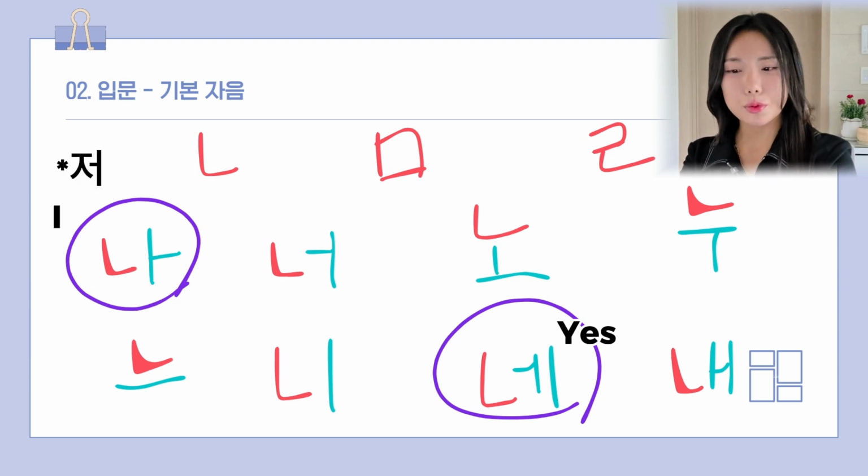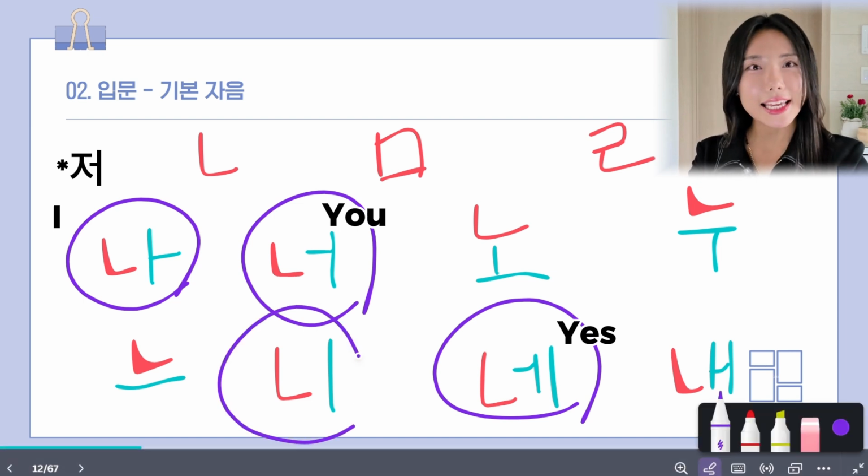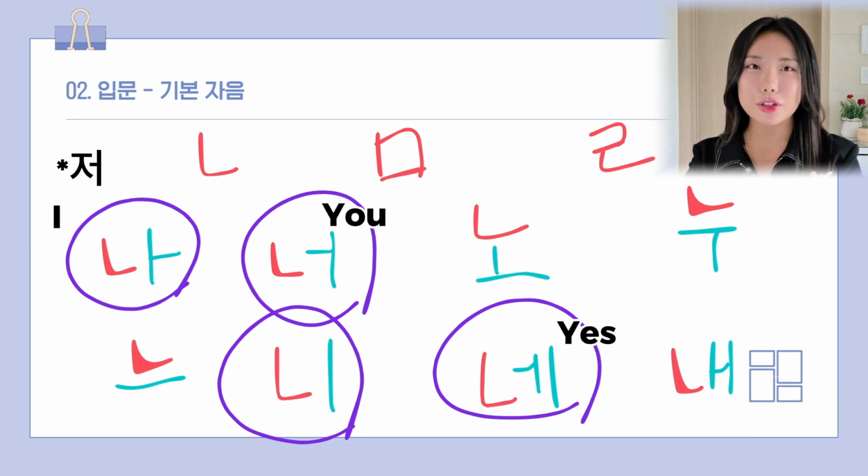Then what about this word? No. No is you, in a very casual way. Try not to use it for now. And what about this? Ni. This is even more casual than no. So I recommend you not use ni for now, or even no. But anyways, they mean you in Korean.